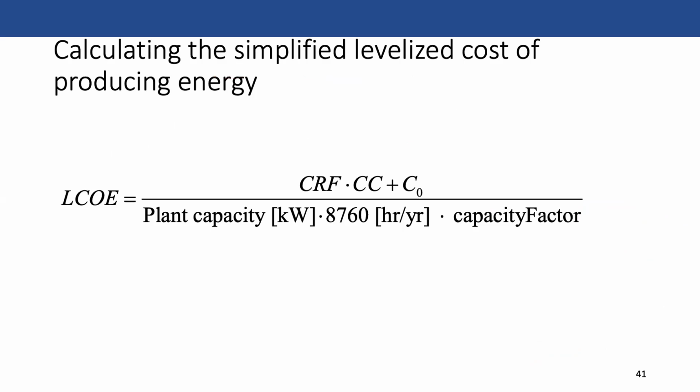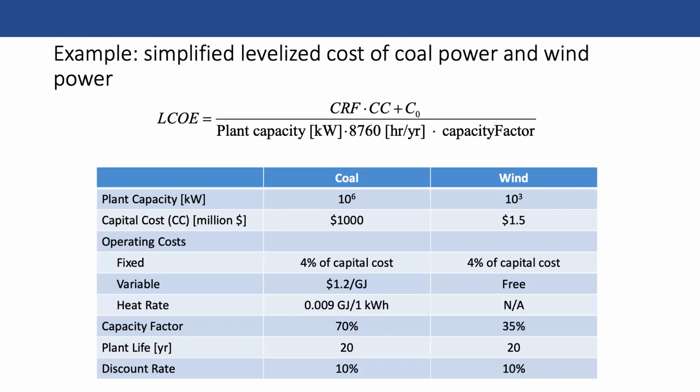Okay, so let's do an example so that everyone can see practically how you would go about calculating this. Okay, so the capacity of the plant is 1,000,000 kilowatts, 1,000 megawatts, or 1 gigawatt.